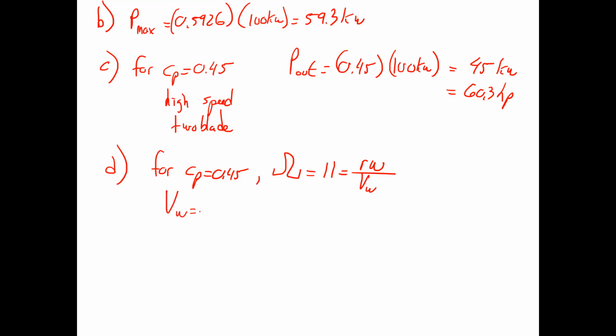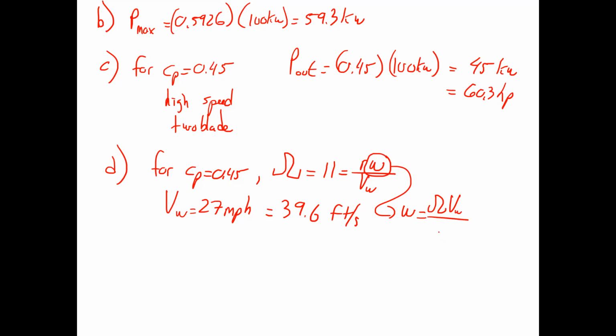Now, the wind velocity in the problem statement was given as 27 miles per hour, which, if you convert that to feet per second, is about 40 feet per second. So if we solve this equation for angular speed, we get advance ratio times wind velocity divided by radius.